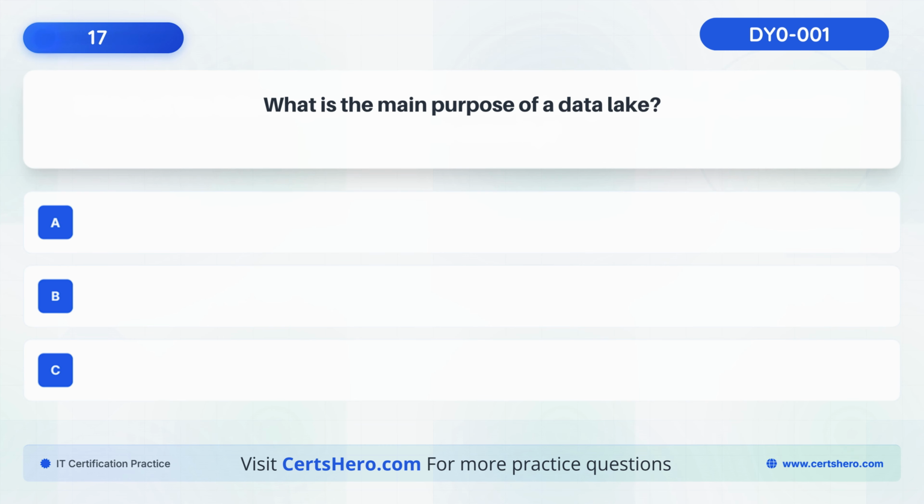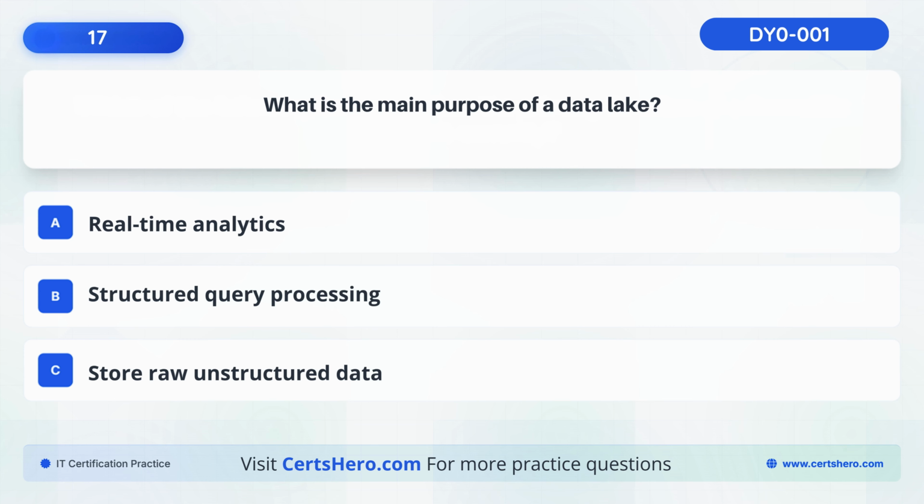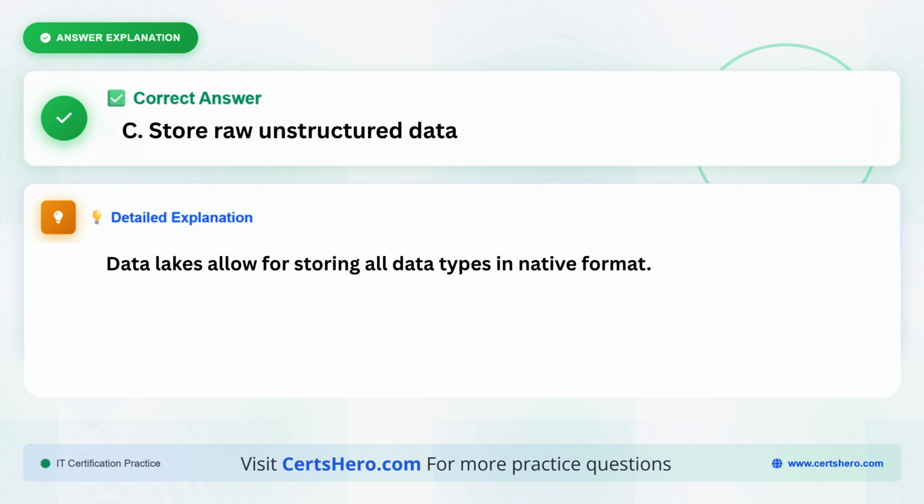What is the main purpose of a data lake? A. Real-time analytics. B. Structured query processing. C. Store raw unstructured data. Correct answer is C. Store raw unstructured data. Data lakes allow for storing all data types in native format.